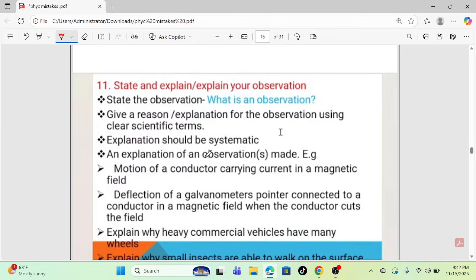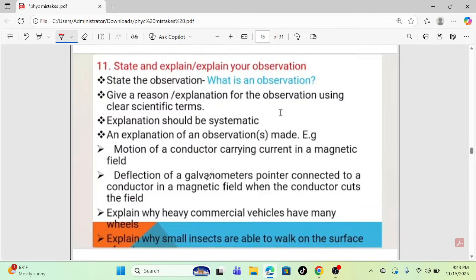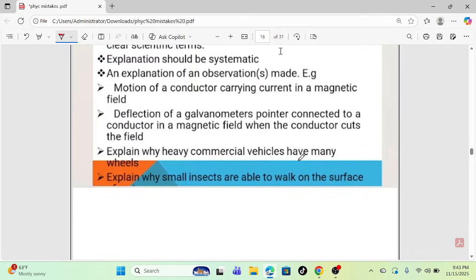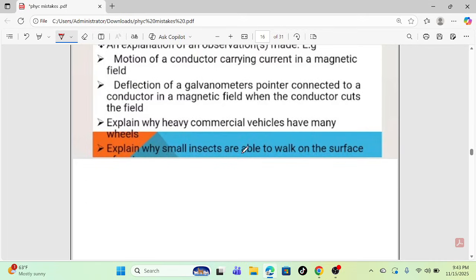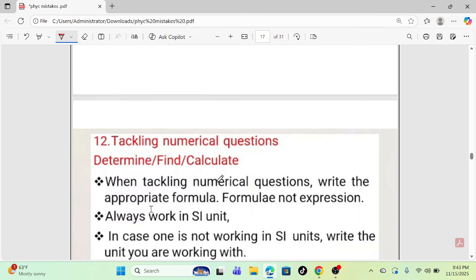So after you state, then give a reason or explanation for the observation using clear scientific terms. You have to use clear scientific terms. Explanation should be systematic. An explanation of an observation is based on observations made, e.g., motion of a conductor carrying current in a magnetic field, deflection of a galvanometer. These are common observations. Also, explain why commercial vehicles have many wheels, even pressure. Explain why small insects are able to walk on the surface of water.